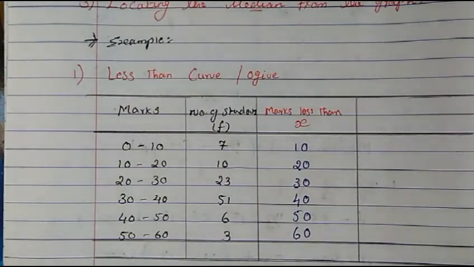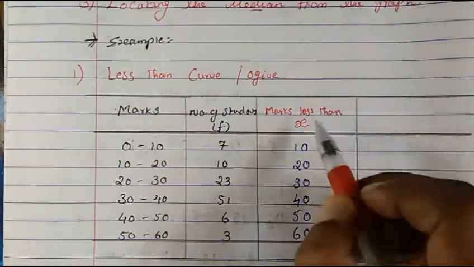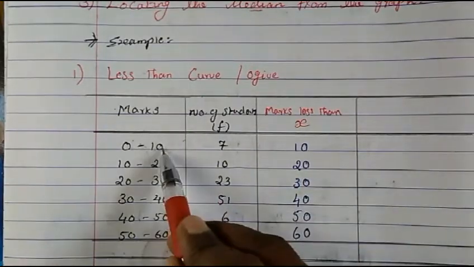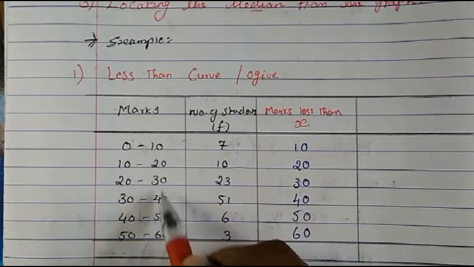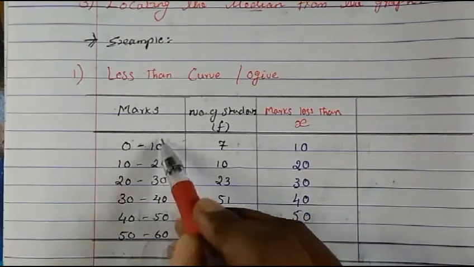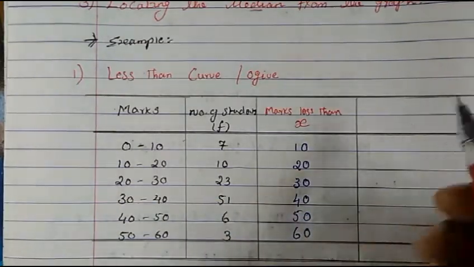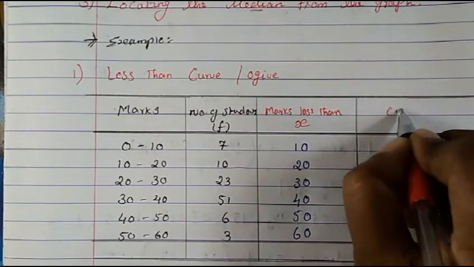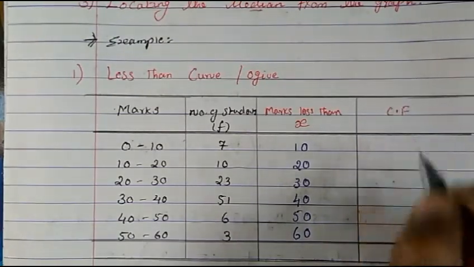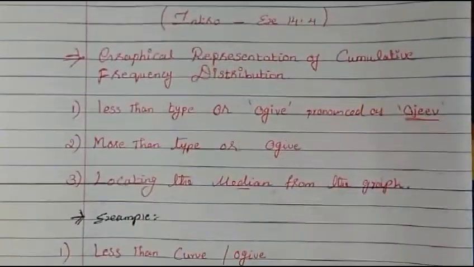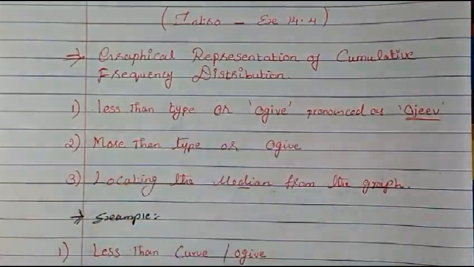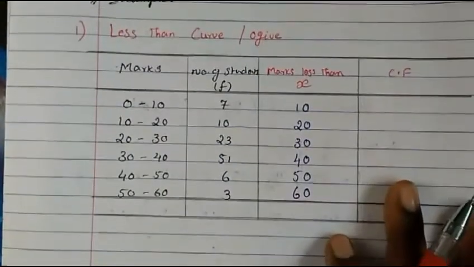Now after preparing this column, marks less than, that's our X. Less than means you have to see less than 10, less than 20, less than 30, less than 40. So that's what the upper limit we write down here. Next we have to find out the CF. CF is cumulative frequency, because this is the graphical representation of cumulative frequency. So we have to prepare the cumulative frequency.